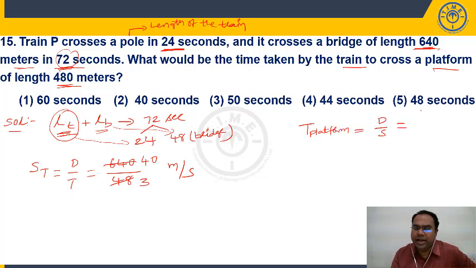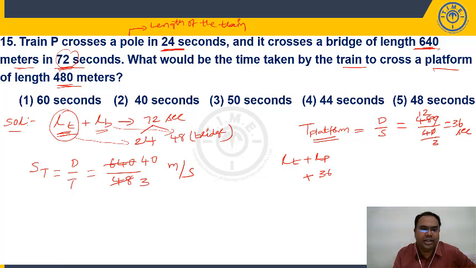You have to be a little careful here. Distance is nothing but the length of the platform. To cross the platform, 480 by speed, which is 40 by 3. So 40 goes 12 times, 12 times 3 goes to the numerator, 36 seconds. But 36 seconds is not your answer. Be careful. To cross the platform, it is taking 36. When a train has to cross the platform, distance covered is length of train plus length of platform. Platform, it is taking 36 seconds.